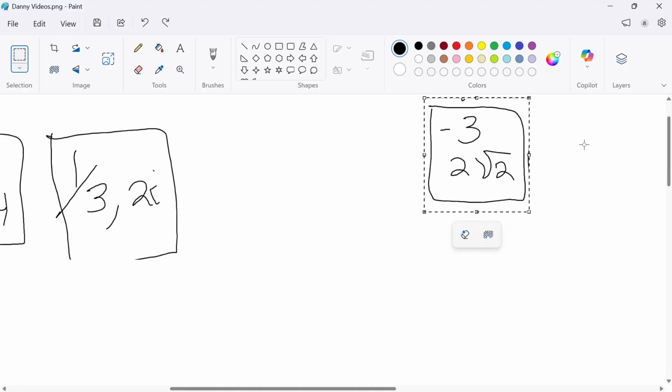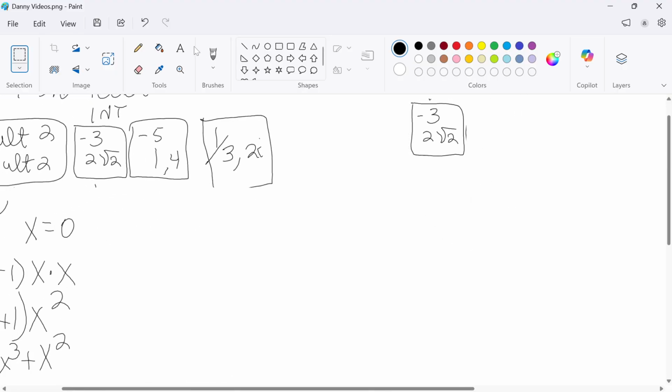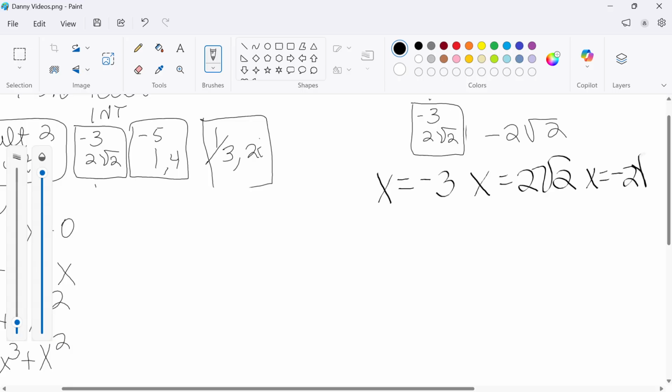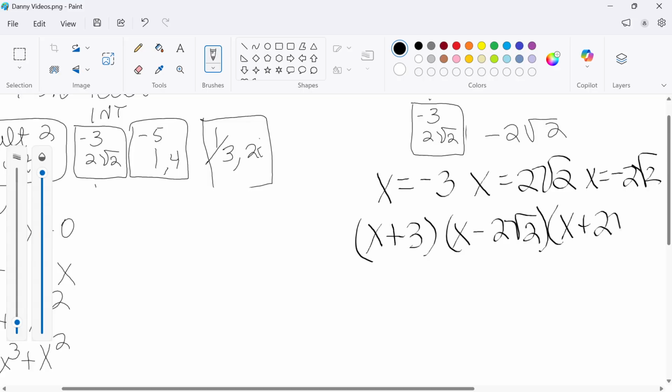Now, anytime I have a square root or an i, I need the conjugate as well. So if it's plus 2 square root of 2, it's also minus 2 square root of 2. If it's plus i, it's also minus i. So I'm just going to write x equals negative 3, x equals 2 square root of 2, x equals minus 2 square root of 2. And then I add 3 to both sides, so the factor is x plus 3 equals 0, x minus 2 square root of 2, and x plus 2 square root of 2. I just added 2 square root of 2.